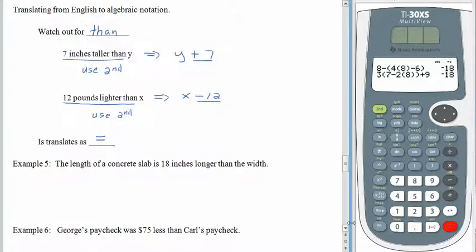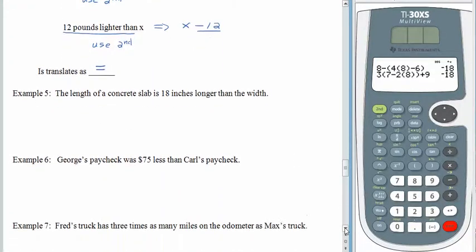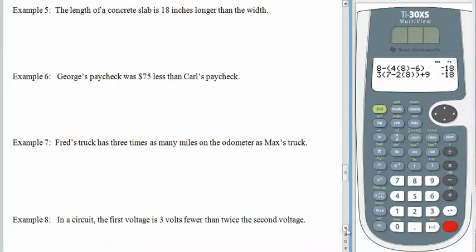All right, let's see what we can do. Let's try some small ones here. The length of a concrete slab is 18 inches longer than the width. And this one we can translate fairly directly. The length of a concrete slab, length, let's just call that L, is, that's equal, 18 inches longer than. So longer tells us we have to add, and the than says it has to come second. Longer than the width. That's the first piece. Just like that.